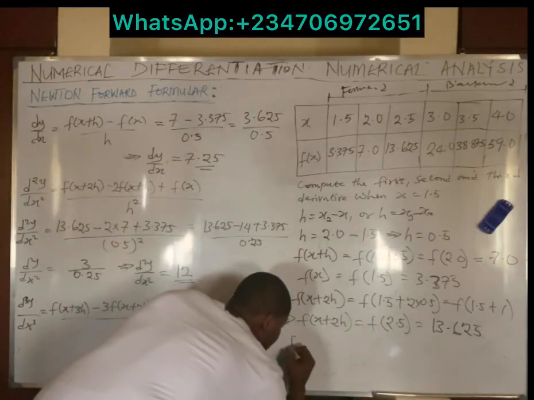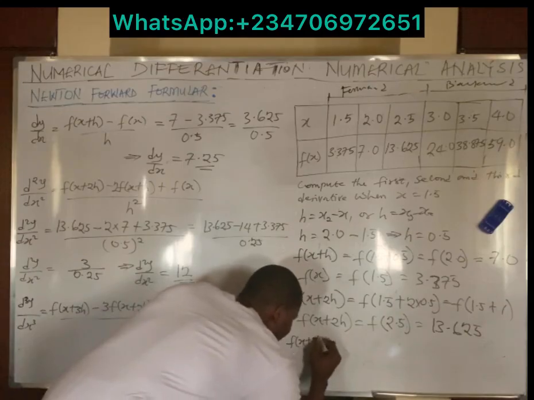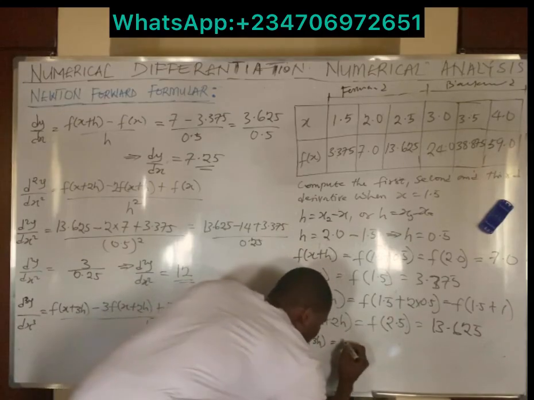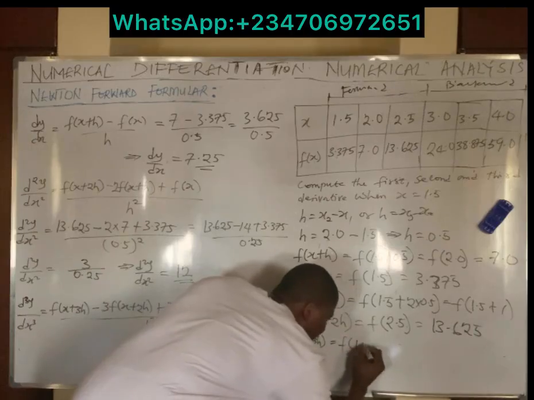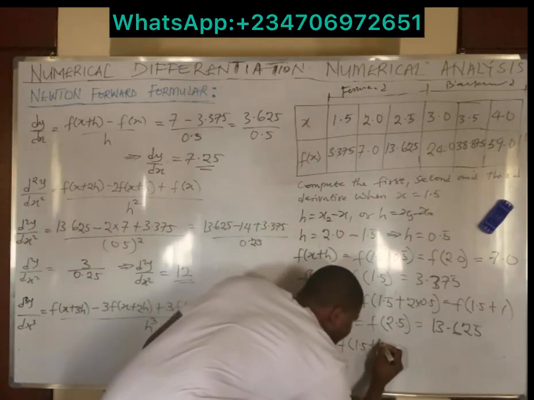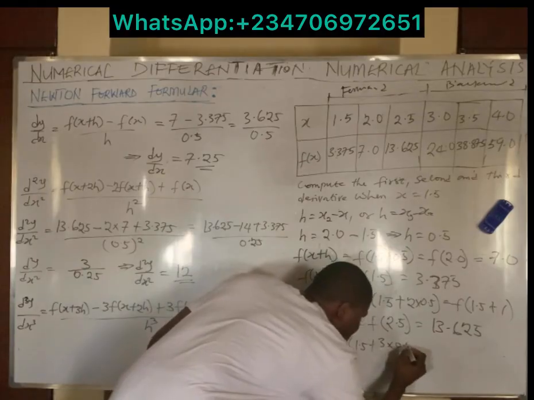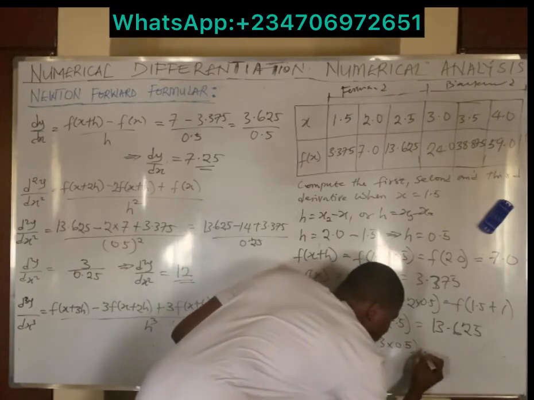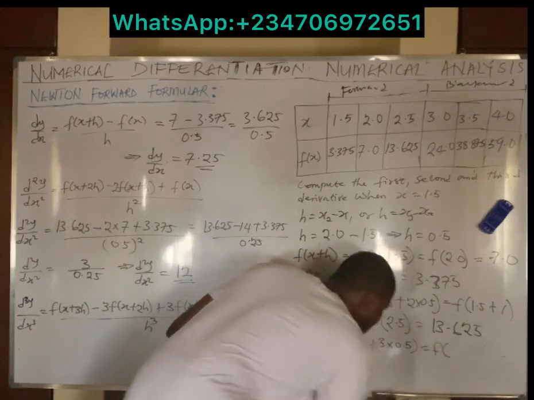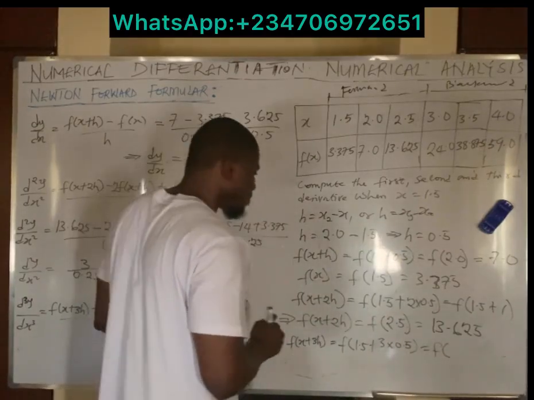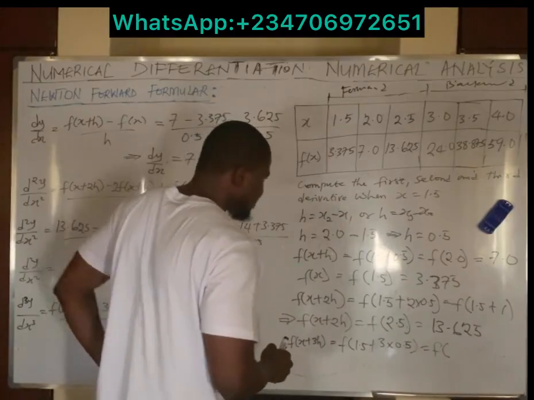So f(x+3h) is equal to f of x, which is 1.5, plus 3 times 0.5. So this is going to be equal to f of, let's compute 1.5 plus 3 times 0.5.